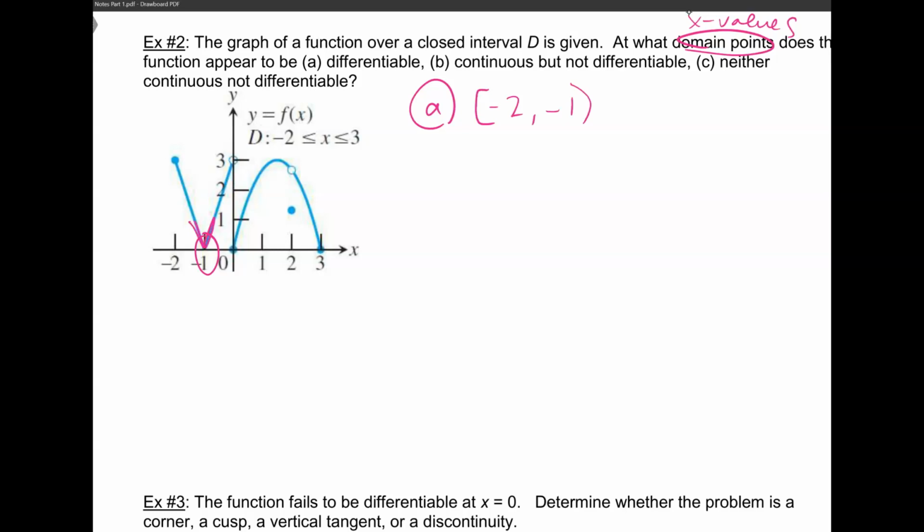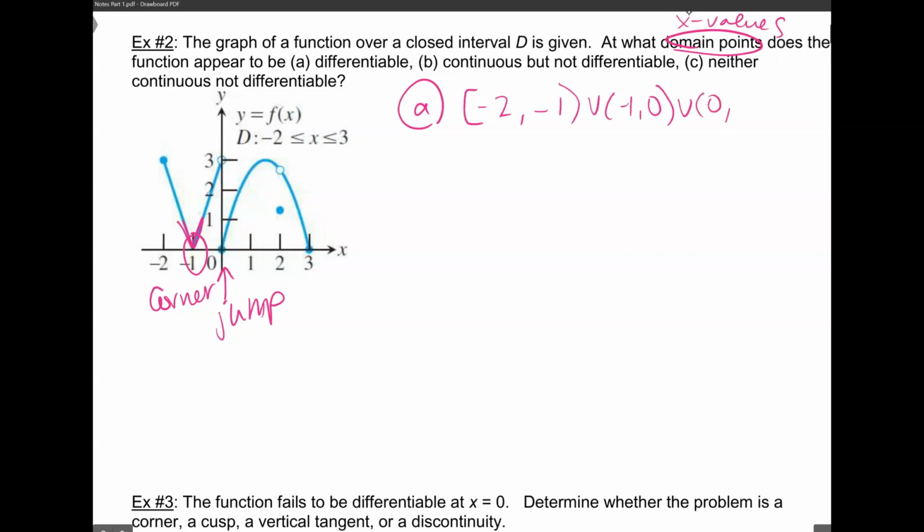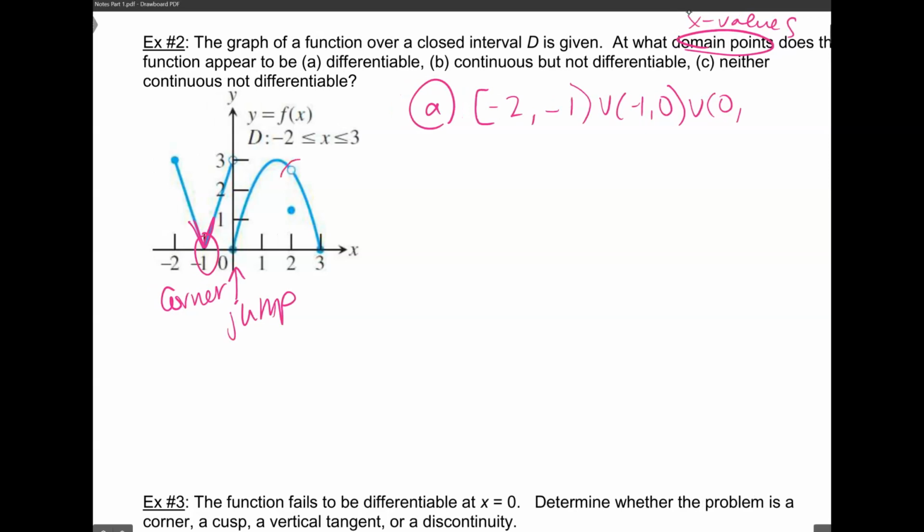And then I'm going from, let's see, union -1 to 0. What's happening at x equals 0? We have a jump at x equals 0. So union 0. What's the next thing we need to look out for? Bracket 0 to 2, because it's undefined. It's a hole. Yeah, the function is undefined at that point. Well, it's defined under here, so it's a hole. 2 to 3.